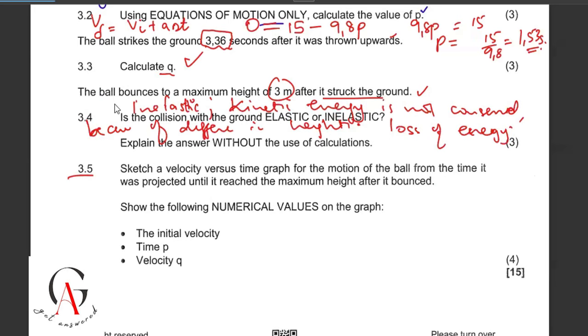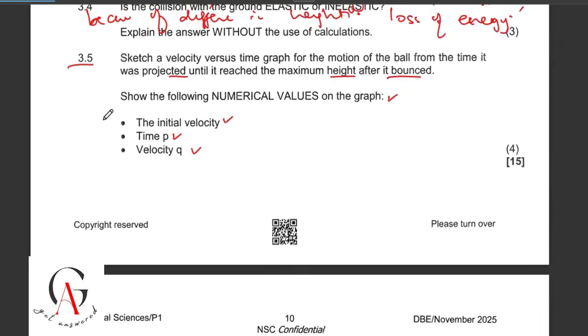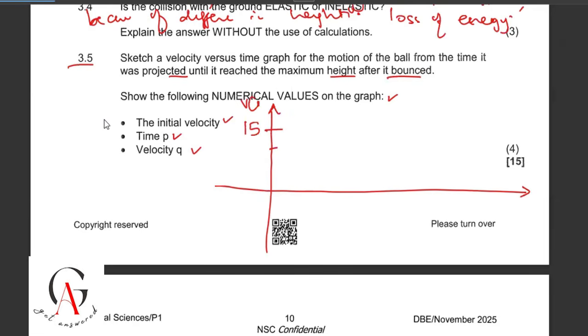Then 3.5, sketch a velocity versus time graph for the motion of the ball from the time it was projected up until it reaches the maximum height after the bounce. We need to show the following: initial velocity, time P, and then the velocity Q. So if I look at it this way, the ball had 15 meters per second. Why don't I start from slightly up there? That's 15. So this is velocity in meters per second. This is the time in seconds. And then it reaches the maximum height at 1.53.